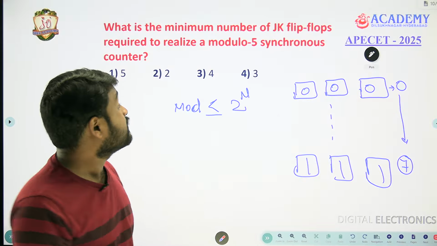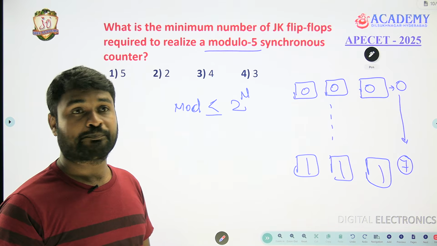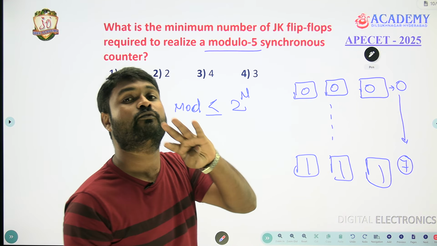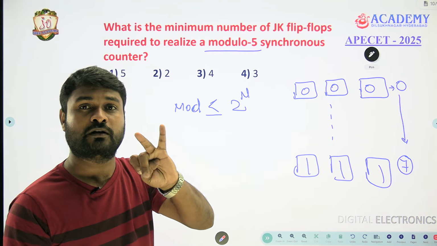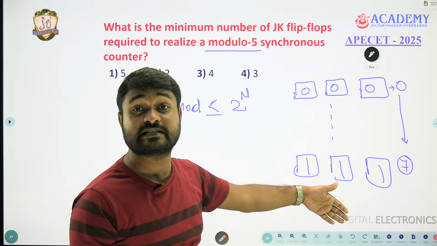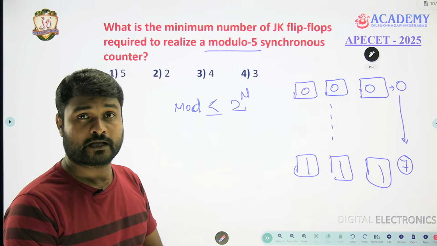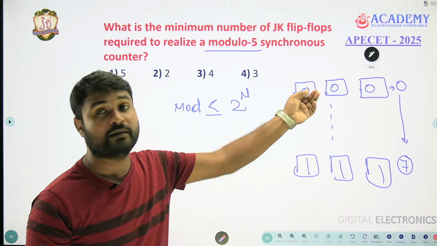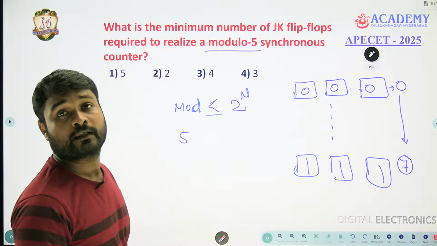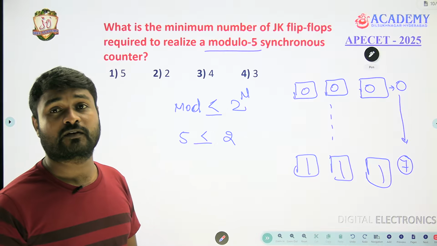So now he is asking JK flip-flop or T flip-flop, whatever it is, modulus 5. With 2 flip-flops I can only count from 0 to 3, which means only 4 states: 0, 1, 2, 3. If I have 3, I can count from 0 to 7, which is 8 states. Mod 5, which is 0 to 4, I definitely require a minimum of 3. Or else you put here, mod is 5, and you substitute n values in 2 to the power n. Number of flip-flops, how many you require?